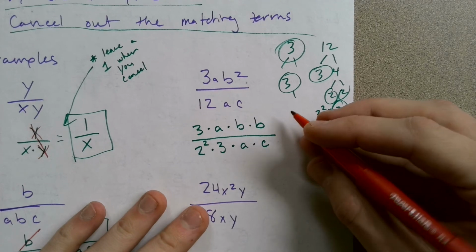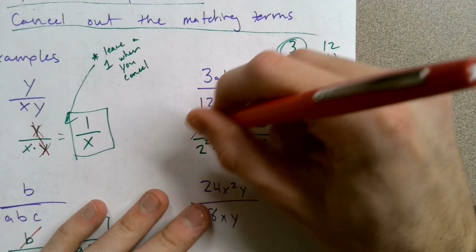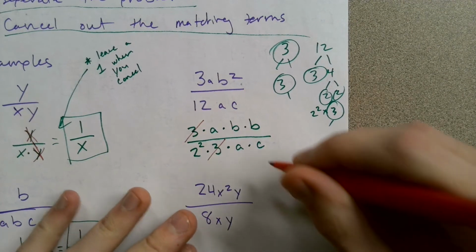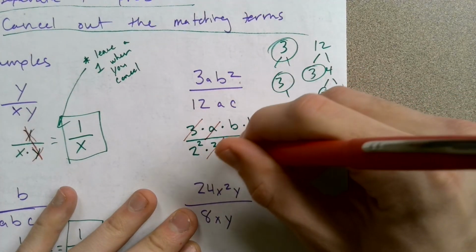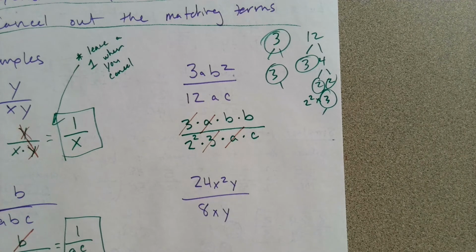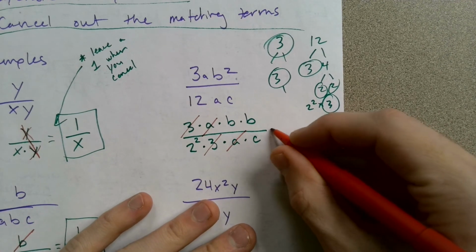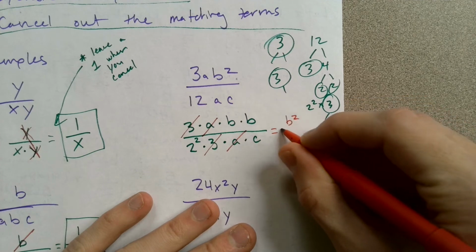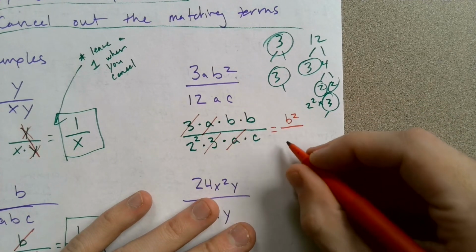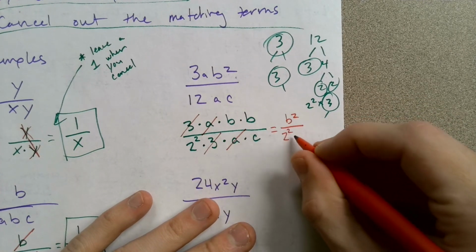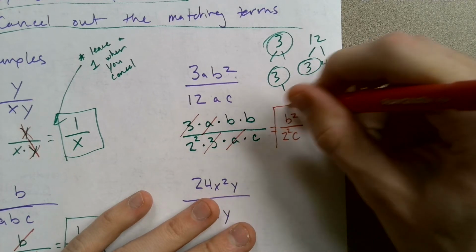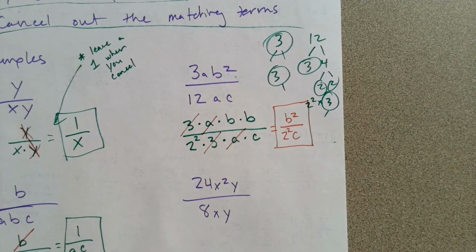Now we cancel. We find what they have in common. Oh, they both have a 3. Let's cancel those out. Oh, they both have an a. Let's cancel those out. Anything else in common? Nope. 2 b's are left on top. That's the same as b squared. On bottom, we have 2 squared left behind and a c. We are done. That is the simplest form.